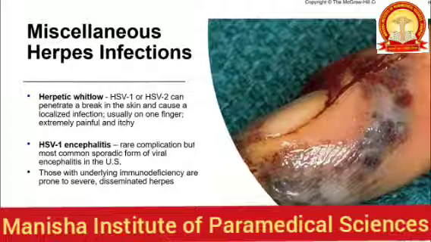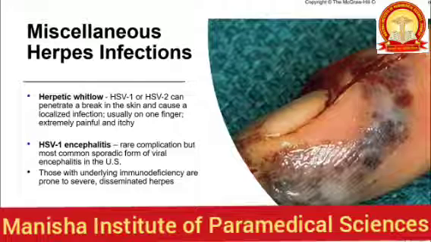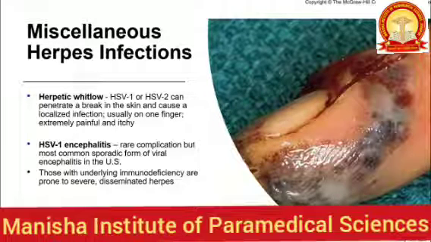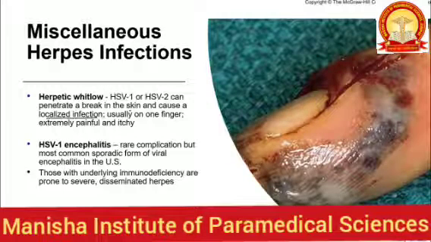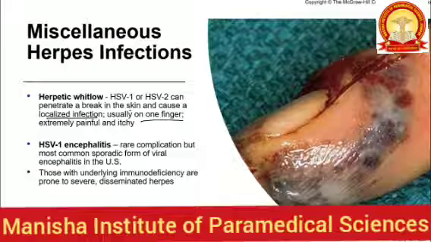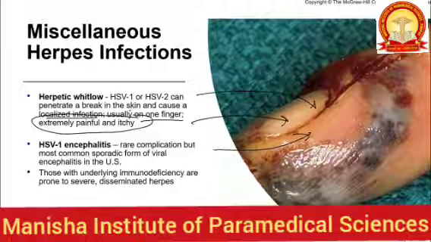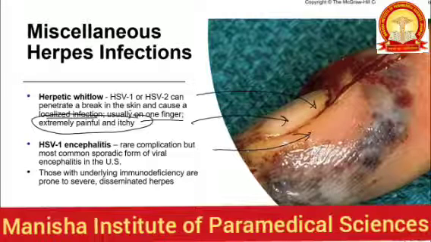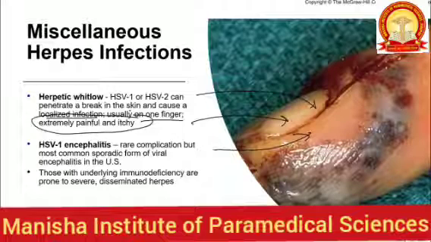And there are miscellaneous herpes infections like herpetic whitlow. Herpetic whitlow, HSV1 or HSV2, can penetrate a break in the skin and cause a localized infection, usually on one finger. It is extremely painful and itchy at the same time. It seems like it's rotting your skin. You can see this picture on the right-hand side. While HSV1 encephalitis is very rare, it is the most common sporadic form of viral encephalitis in the US.